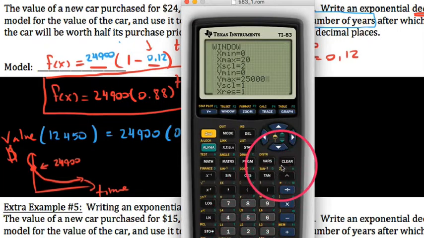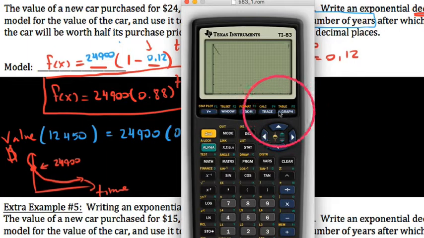And what we're going to do is go to this option that says y scale. That's going to allow us to go by something other than ones. So if I'm going up to 25,000, I'm inclined to go by probably 5,000s to get a good guesstimate here. But when I hit graph, you can see that here is the value of the car over this 20-year period. We can see that it's definitely decreasing here.